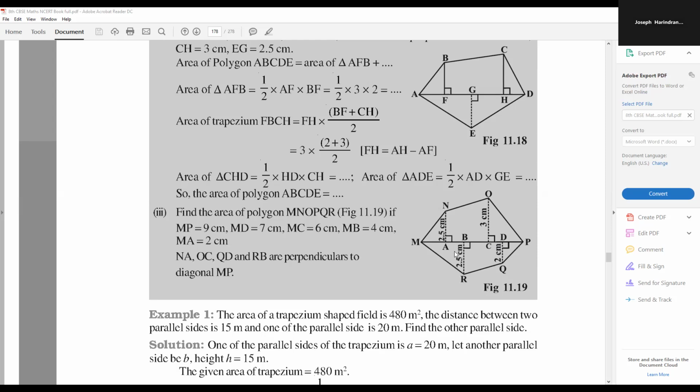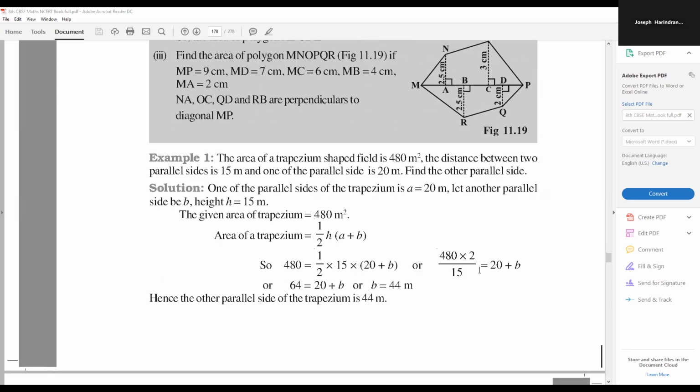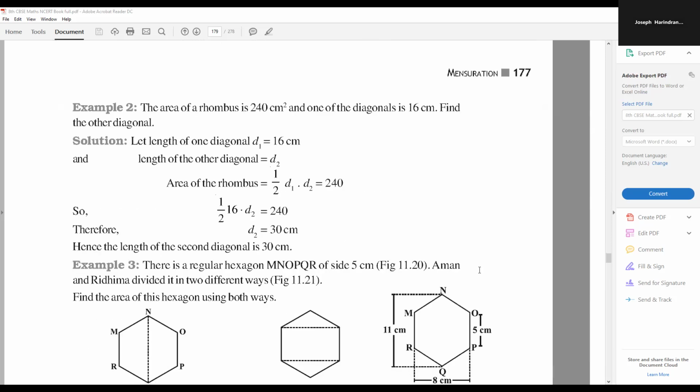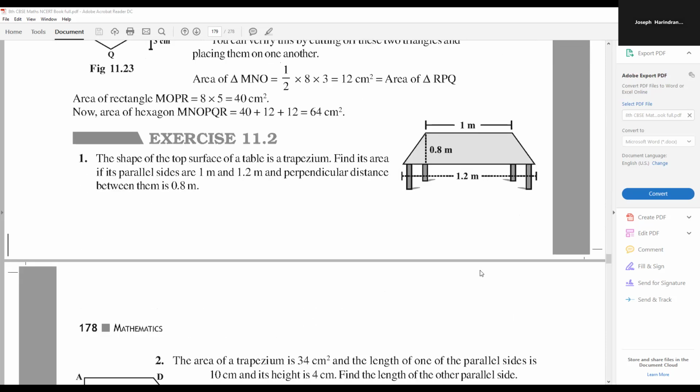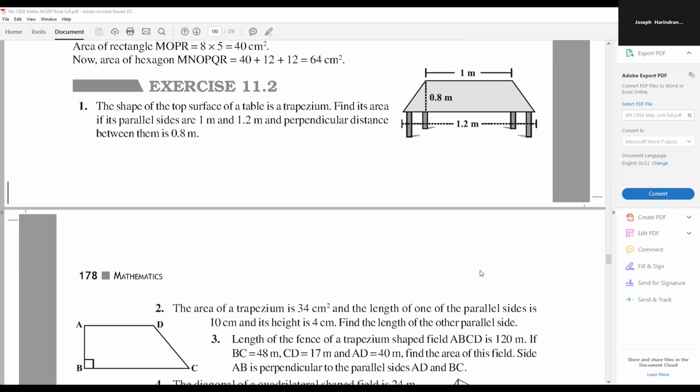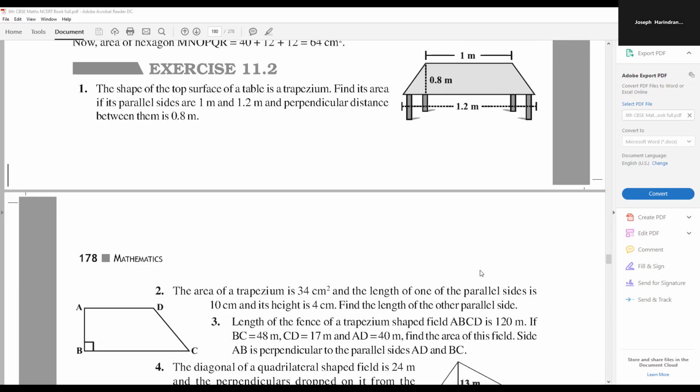Hence, the area of the trapezium we can find. You have to work it out. Okay, let us now move on to the other things. It's a worksheet type of thing, the exercise questions. Exercise questions, you can easily work out. I will just go through the first question of this exercise.